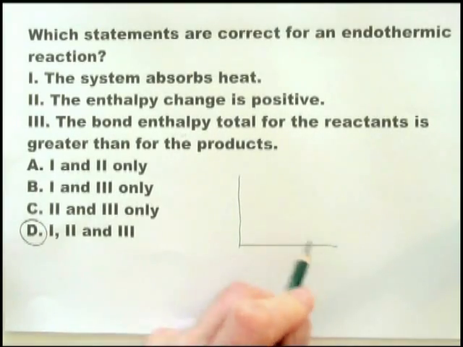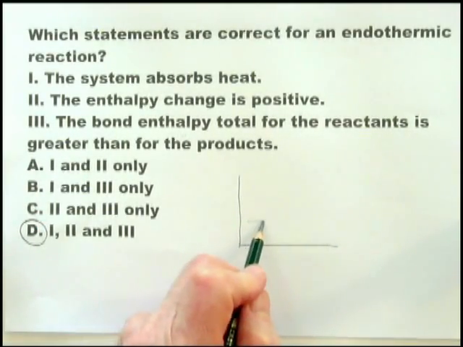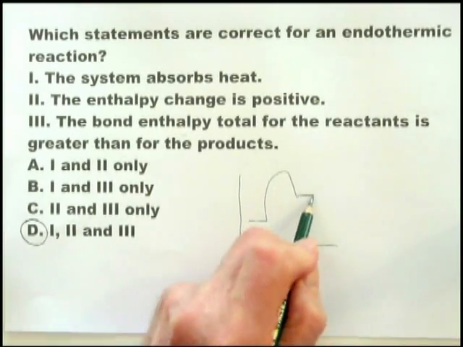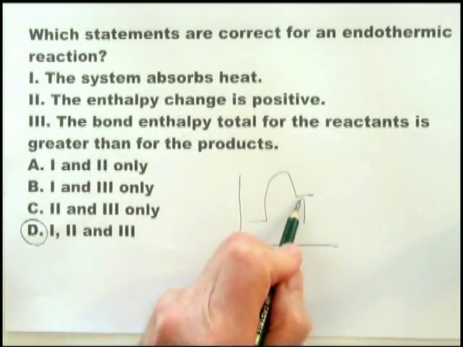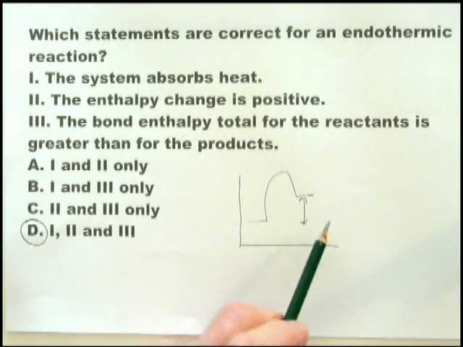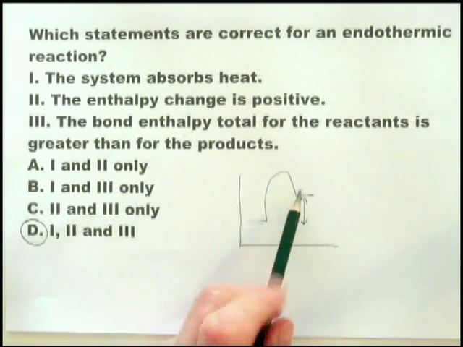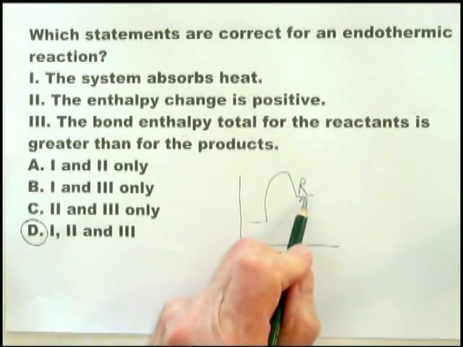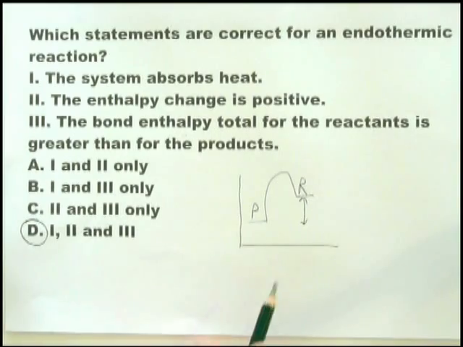Right. Just to confirm this final one, this is, as we did earlier, the endothermic one. And there we have the system absorbs heat. Enthalpy change is positive. It goes from there to there. And the enthalpy total for the reactants is greater than the enthalpy total for the products.